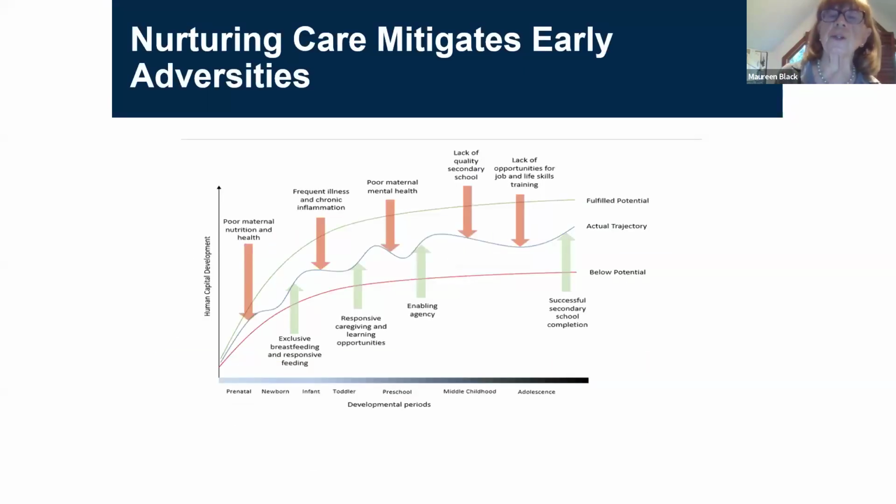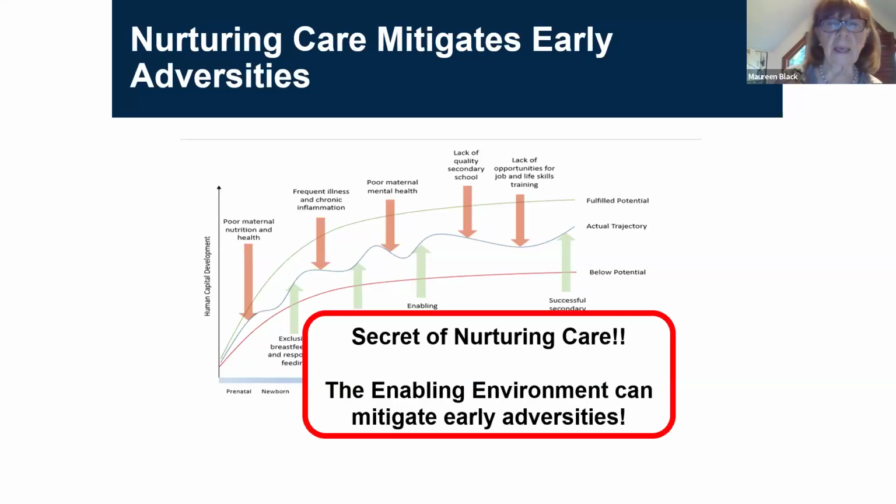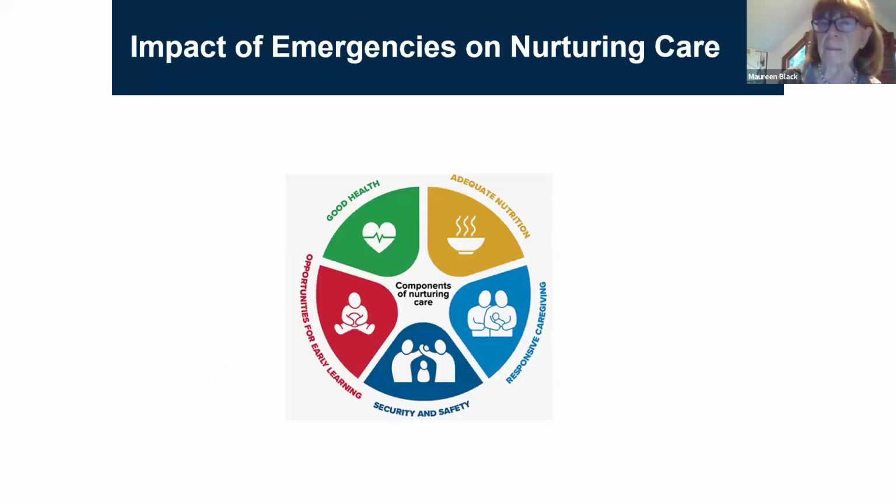What this illustrates is just that nurturing care is powerful because it can mitigate or correct early adversities. So if we think back to the lifespan development that we showed initially, nurturing care can happen throughout life and can be a course corrector. So it's really like magic. Next. And that's what this says. It can mitigate early adversities. That's sort of the secret of nurturing care.